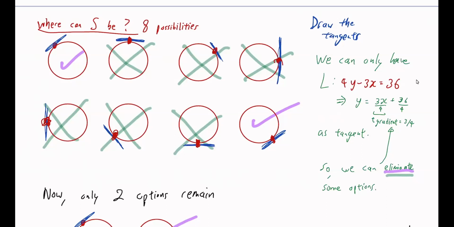In order to know that, you must understand that there is a very important piece of information related to S. The tangent line to the circle C2 is at point S, and it follows the equation L, which I label as capital L: 4y minus 3x equals 36. Let's start with the tangent. If you make y the subject, what do you get? You end up with 3x over 4 plus 36 over 4.